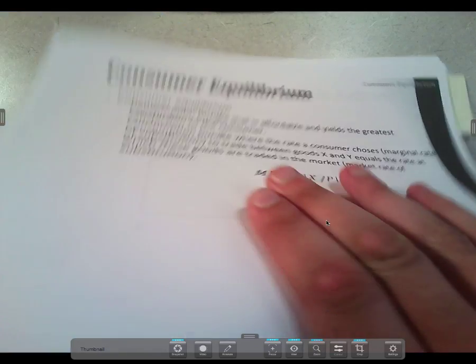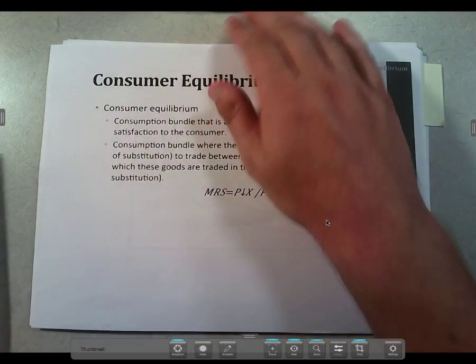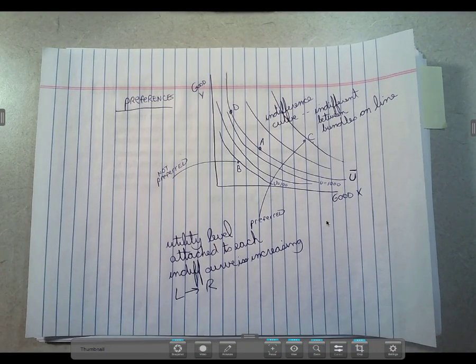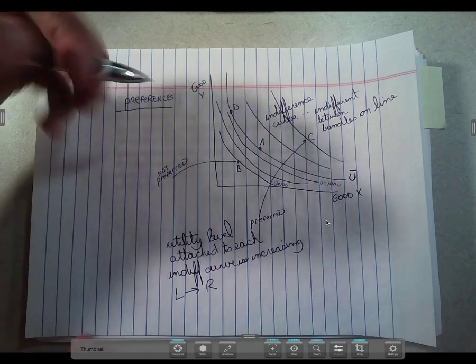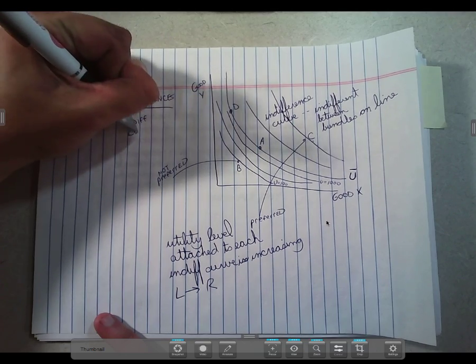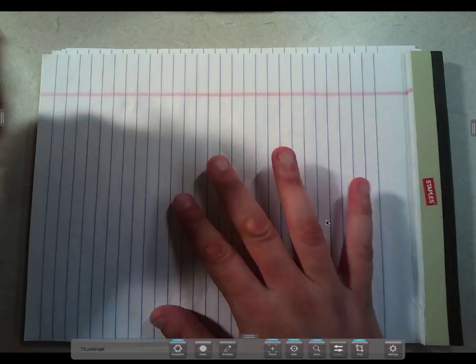Now, I guess I should say this as well. Okay, so here's our preferences. Let me just add one more slide to this before we proceed. Here's our preferences. Again, this is given to us with the indifference curve. The other side of this would be the constraint.